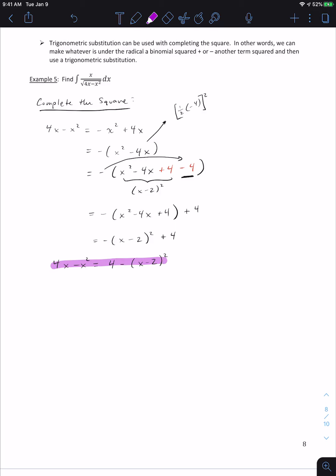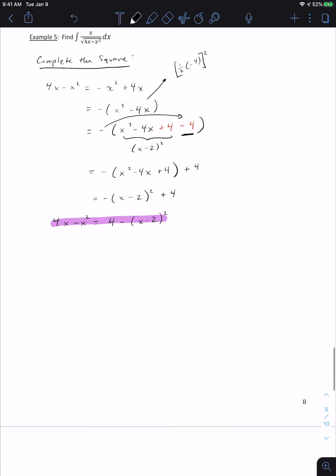And if you don't believe me, multiply this out and you'll see that it's exactly equal to 4x minus x squared, right? Okay. Again, why is this helpful? So now we've rewritten our problem as the square root of 4x minus x squared underneath, over top x dx. So I've rewritten this as the square root of 4 minus (x minus 2) squared, x dx. So now I can have one of our trig substitutions, right?